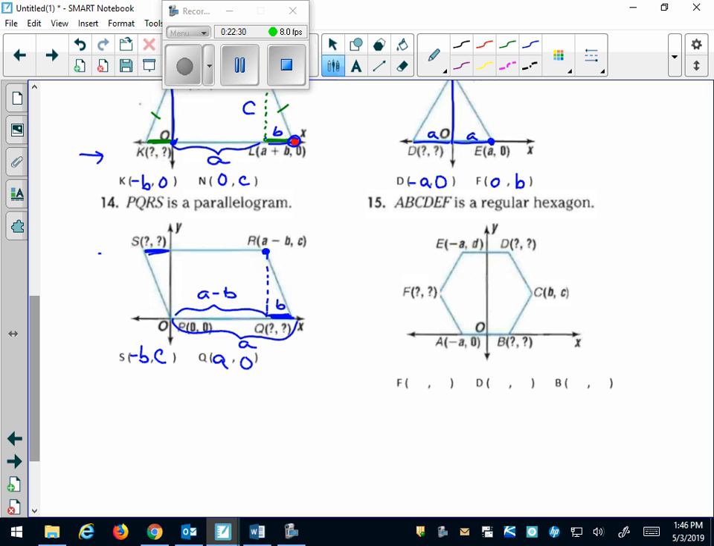All right, 15. B is going to be A, 0. Which one are we doing? 14? Oh, I thought Q was. No, because it's naming the 4 vertices. Okay, so B is A, 0. F would be negative B, C. And D would be A, D. Any questions on those?